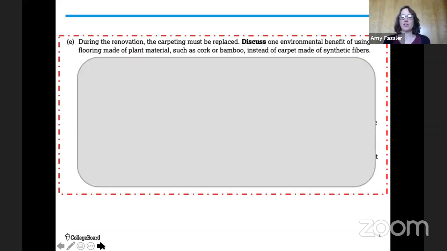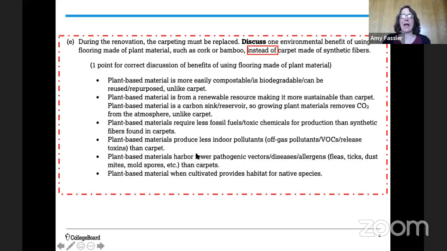And finally, in letter E, during the renovation, the carpeting is going to be replaced. Discuss one environmental benefit of using flooring made from plant materials such as cork or bamboo instead of carpet made from synthetic fiber. And again, half of the battle, guys, is making sure you read that question really carefully, because if I didn't take the time to process what the question was really asking me, I really decrease the likelihood that I'm going to answer it in an adequate way to earn a point. So I had to make sure that I was doing a comparison. In other words, plant material like bamboo is more compostable or biodegradable than the synthetic fibers of the carpeting.